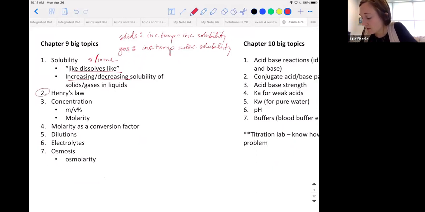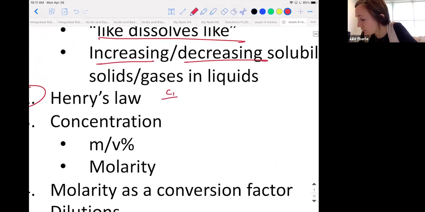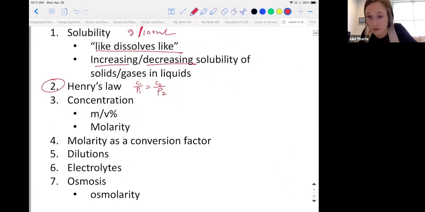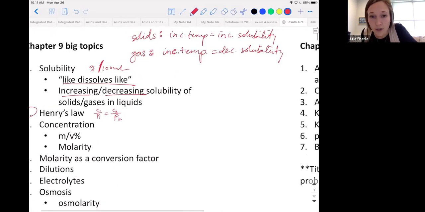We looked at Henry's law. I'm going to zoom in. I'll be right back, which was C1 over P1 equals C2 over P2. We're going to work a Henry's law problem in just a little bit. You'll be given 3 of the 4 pieces. You solve for the 4th. If you're trying to solve for pressure, you got to flip the whole equation, okay? You don't want to solve for something on the bottom.